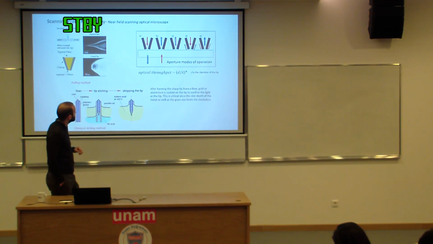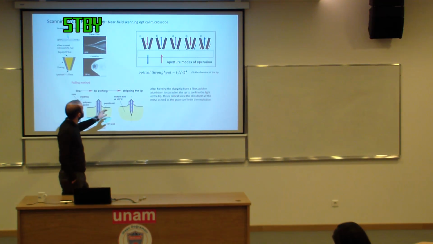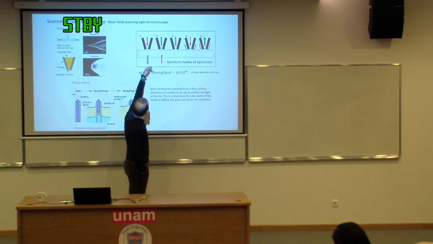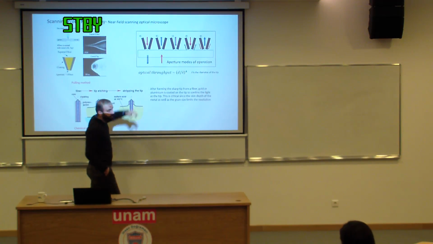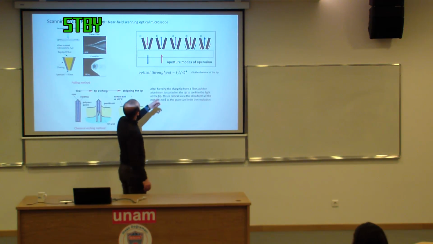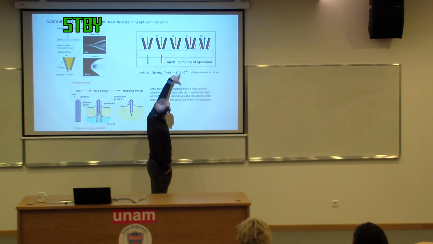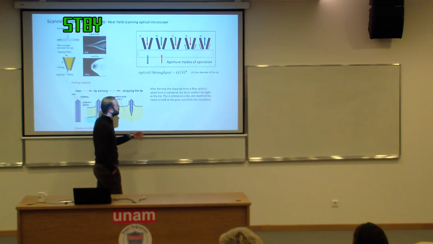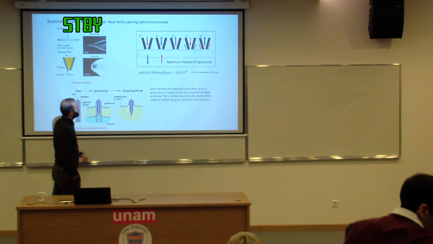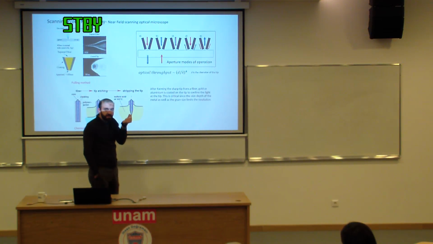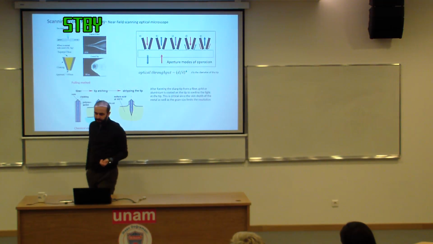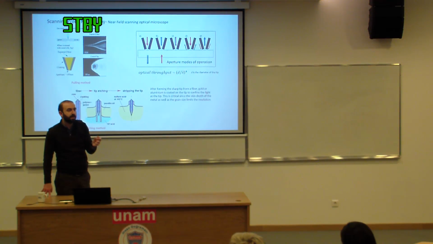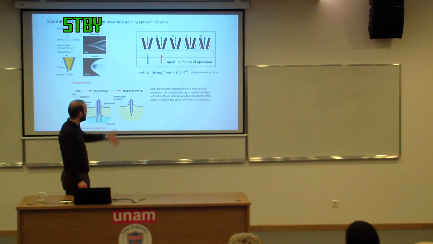There are modes of operation. There is this transmission mode where you send the light from the fiber and collect the light from the back, or you send the light from the other side and collect the light through the fiber. There are various modes of operation, including transmission, spectroscopic, and others. And of course, the aperture, the diameter of the tip, plays a significant role. If you make the diameter smaller and smaller, you lose a lot of light power.